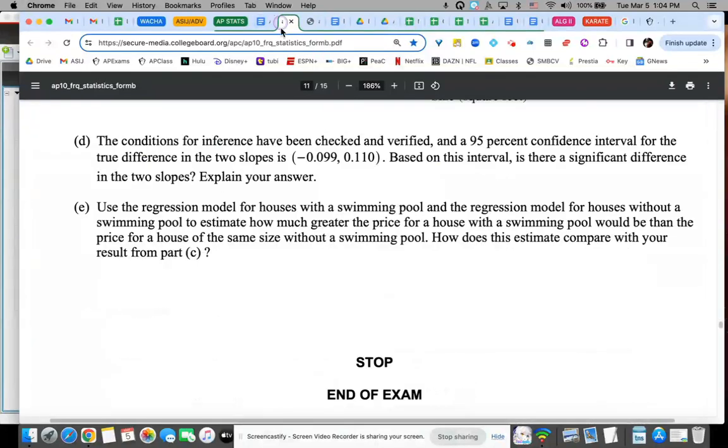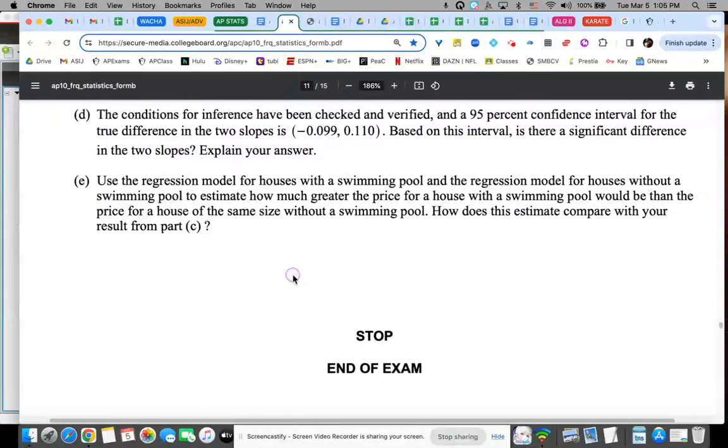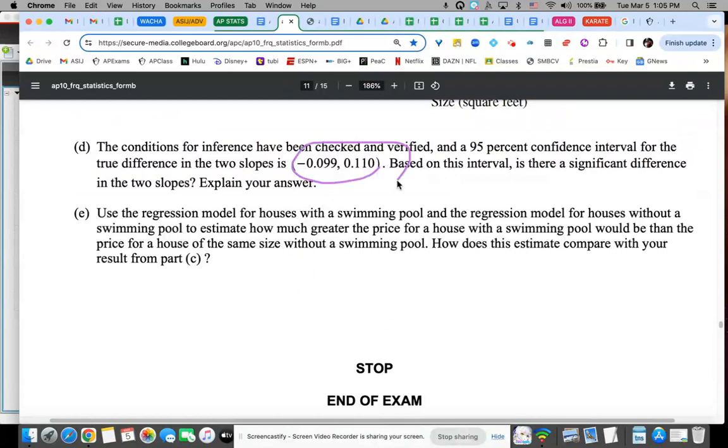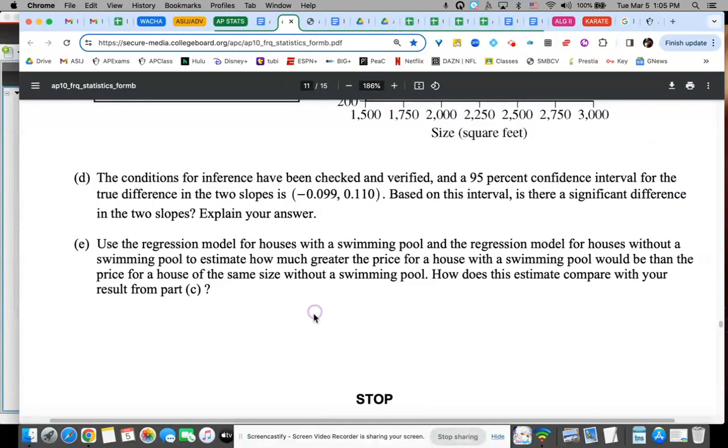Okay, part E. We're almost done. Look at that last problem. That one wasn't bad, right? You've interpreted confidence intervals before, so you should be able to do that.